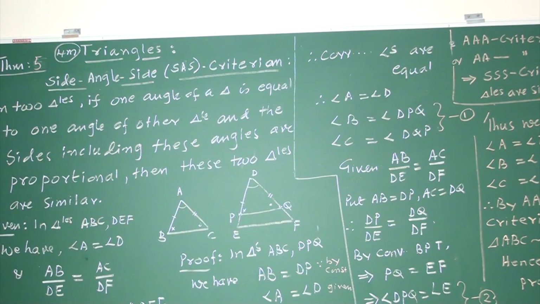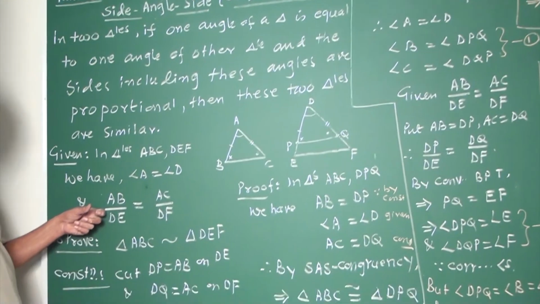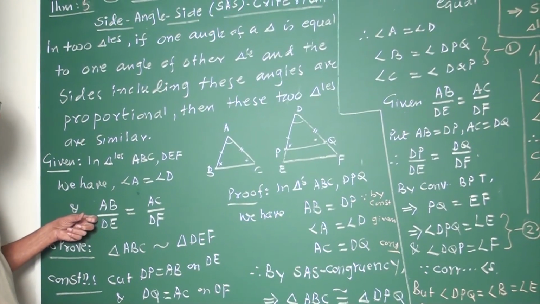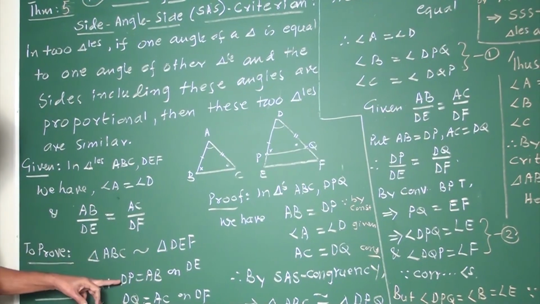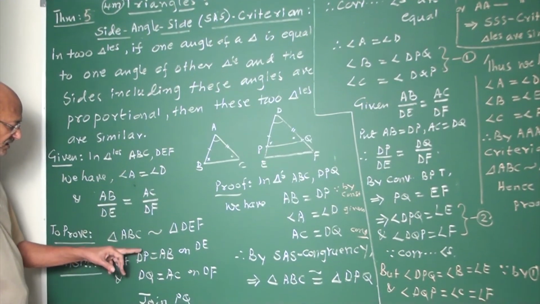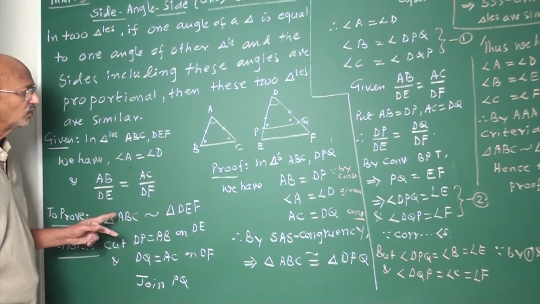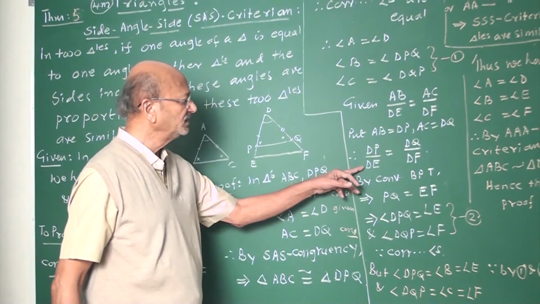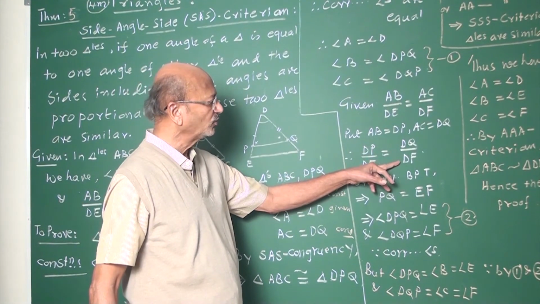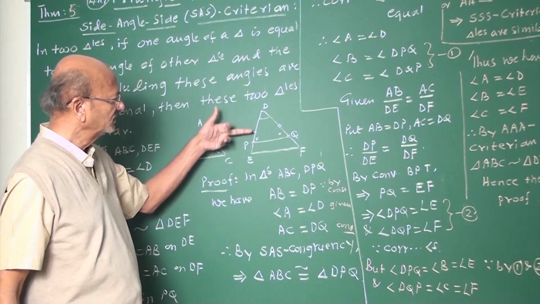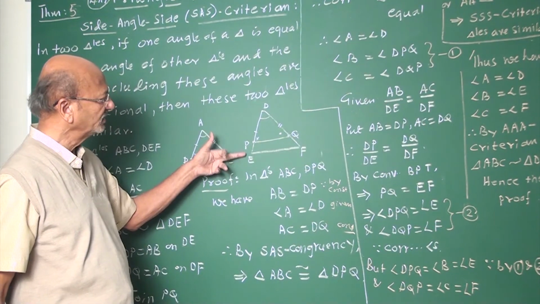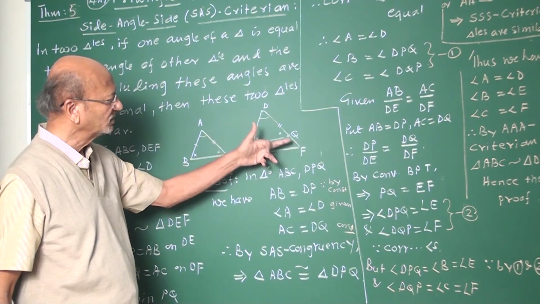Second, my friends, given AB upon DE equal to AC upon DF. But what is AB? DP. What is AC? DQ. Substituting these two values, we get DP upon DE equal to DQ upon DF.